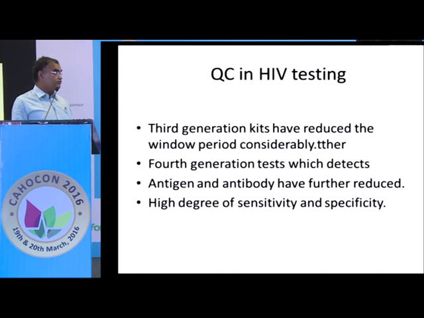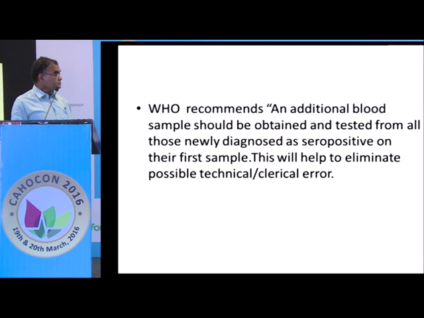What was taught to us when the kits began to appear in the market was that 3 months was the waiting period or window period. Now it has been reduced; even at 1.5 to 6 weeks you can pick up a positivity. So that is the rapidity at which the science is advancing, and we also need to keep pace with that. Of course, this is related only to HIV.